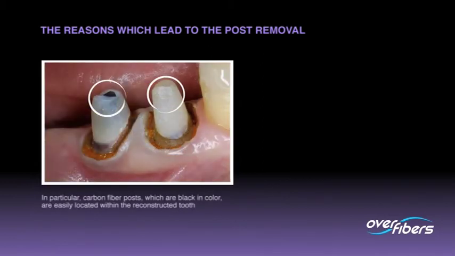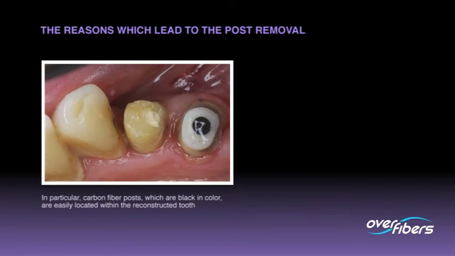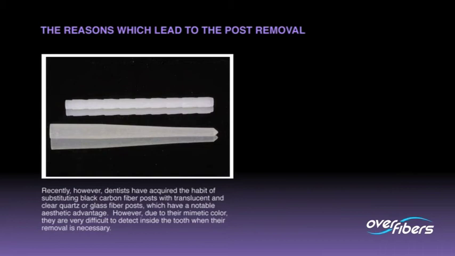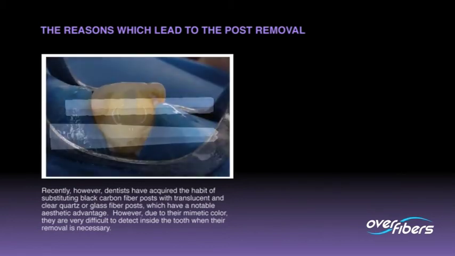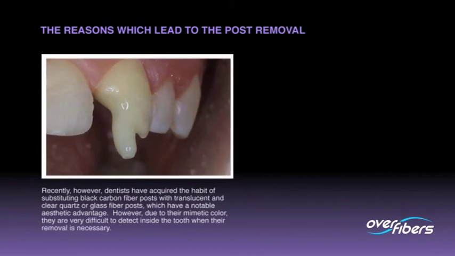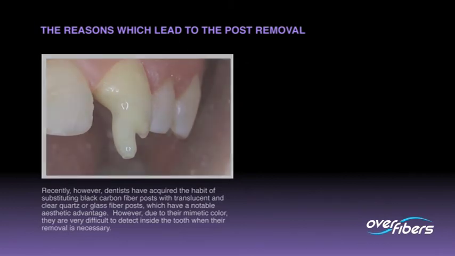In particular, carbon fibre posts, which are black in colour, are easily located within the reconstructed tooth. Recently, however, dentists have acquired the habit of substituting black carbon fibre posts with translucent and clear quartz or glass fibre posts, which have a notable aesthetic advantage. However, due to their mimetic colour, they are very difficult to detect inside the tooth when their removal is necessary.